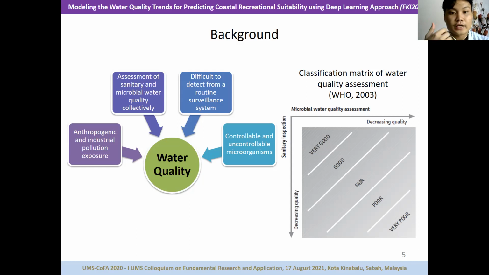The controllable and uncontrollable microorganisms or pathogens may cause infectious disease depending on the specific pathogen's form. Also, the types of pathogen and the recreational water also influence the water quality, which is fascinating to observe too. As you can see in the diagram established by WHO, it shows the classification metrics of the water quality assessment as the baseline for grading water quality from the best to the worst.